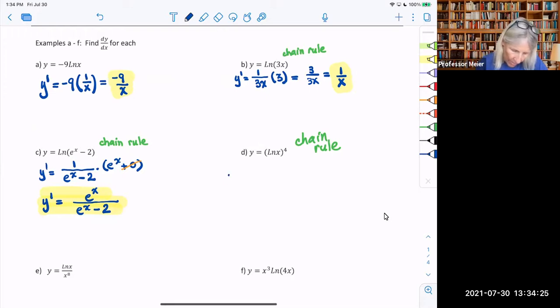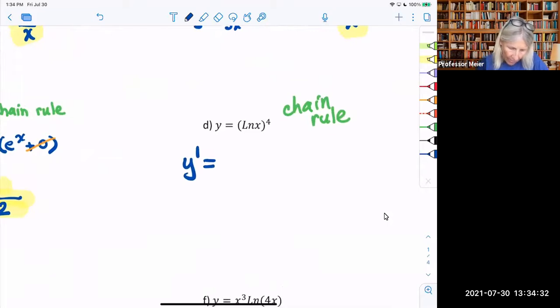So when I do this derivative, y prime, I start with the power rule. So I bring the exponent of 4 to the front. And remember, you leave the inner part the same when you do this. So power rule, 4 to the front, lower it by 1, so it becomes to the third.